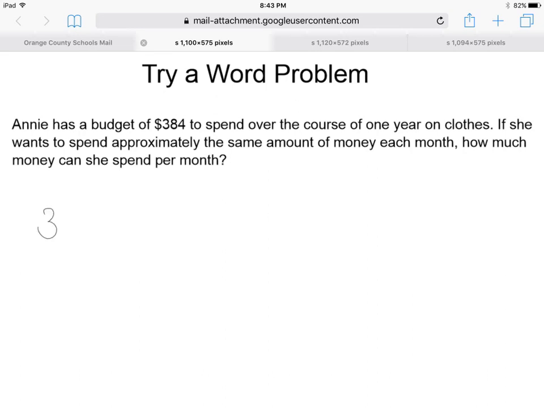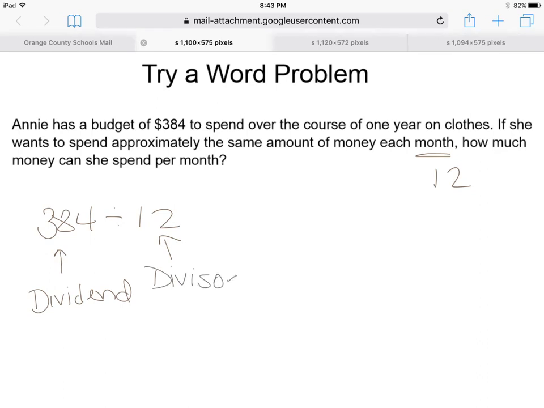So 384 must be our dividend because it's being broken into smaller groups. And that number of groups is the number of months in a year, right? How many months are in a year? Well, we know that that's 12. So 384 divided by 12. Therefore, 12 is our divisor. And the result of this division problem is going to be our quotient.